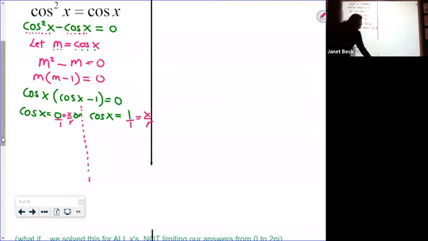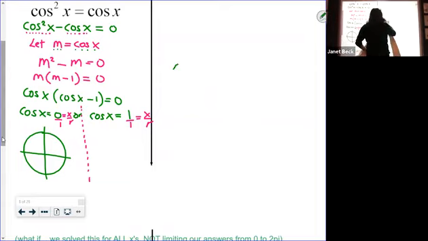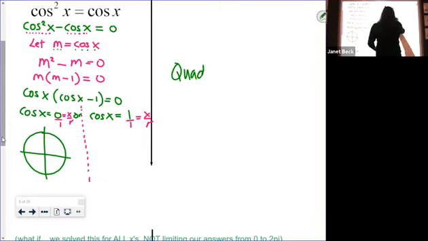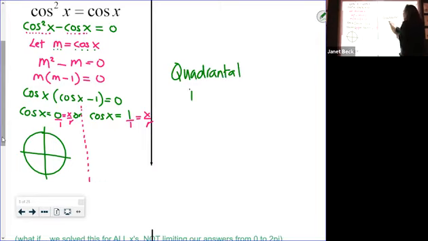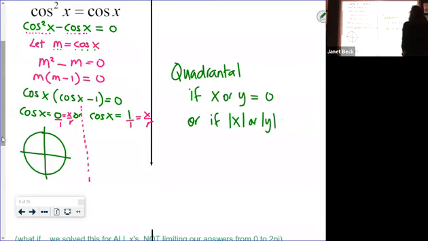Let's graph them. When it's quadrantal, you draw a circle of radius 1, and you don't draw a triangle. So when it's quadrantal, let's make a note. I know some of you can't remember this. You know it's quadrantal if x or y equals 0, or if the length of x or the length of y is the same as the length of r.